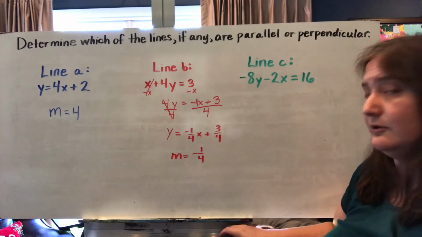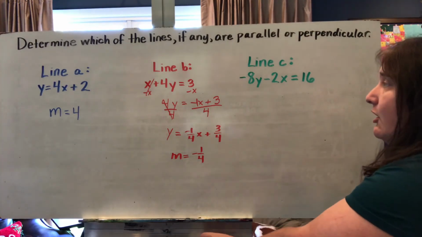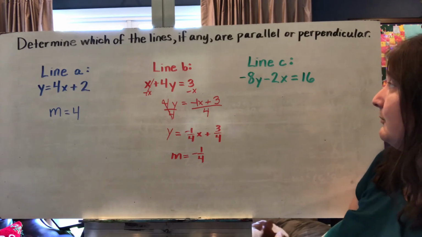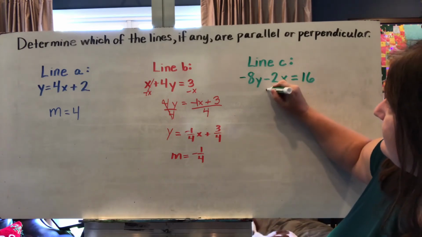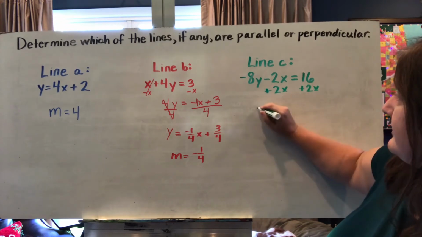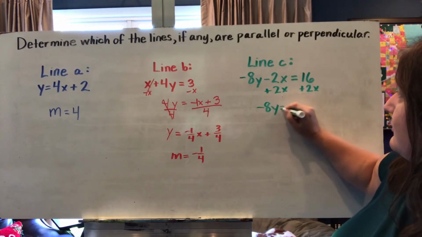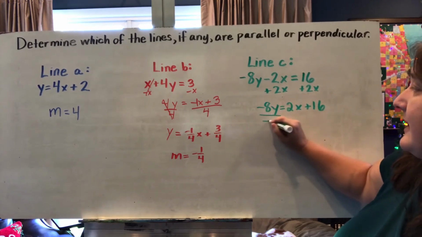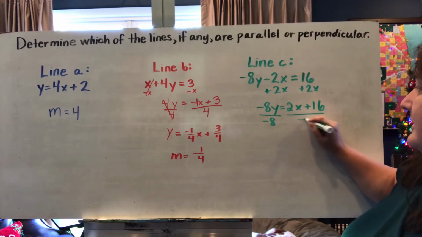I'm also going to do a little maneuvering on this guy because I also want to put him in slope-intercept form so I can find that slope. So the first thing I'm going to do is add 2x to both sides here. So I have negative 8y equals 2x plus 16. And now I'm going to divide everything by negative 8.